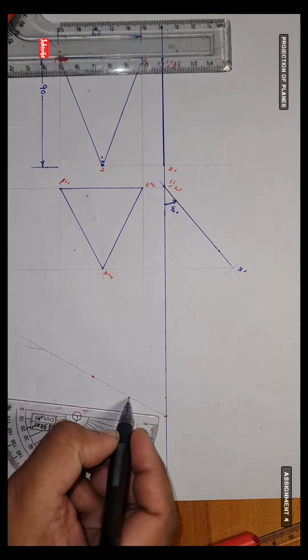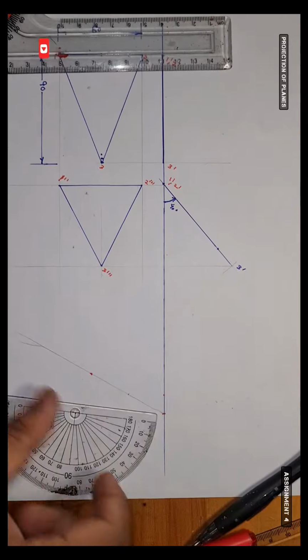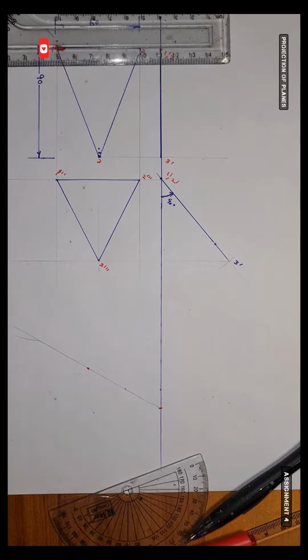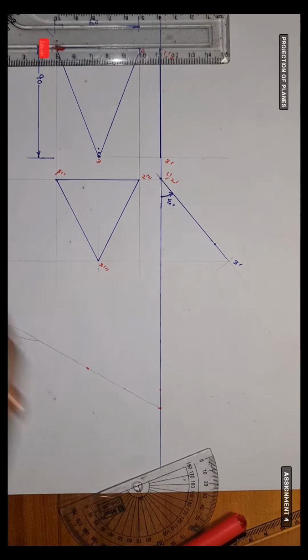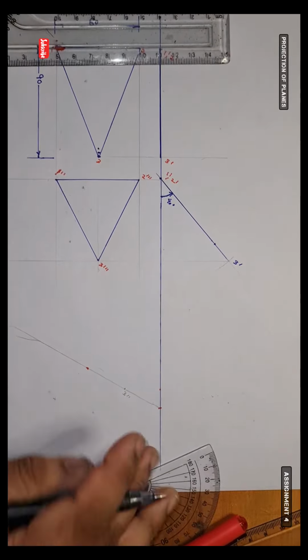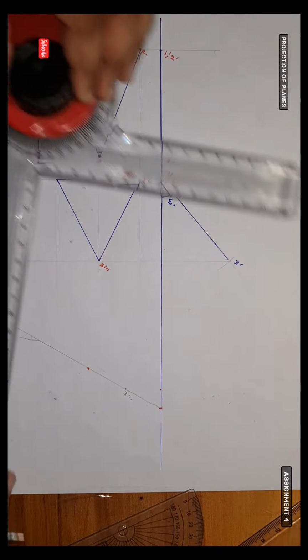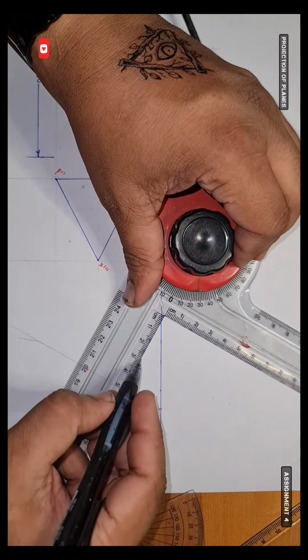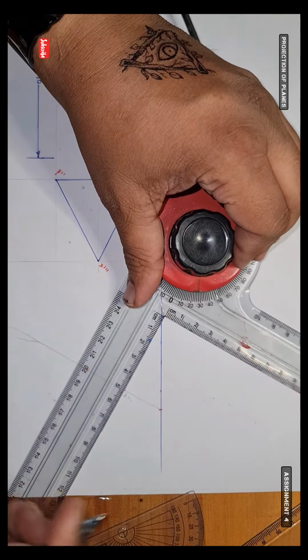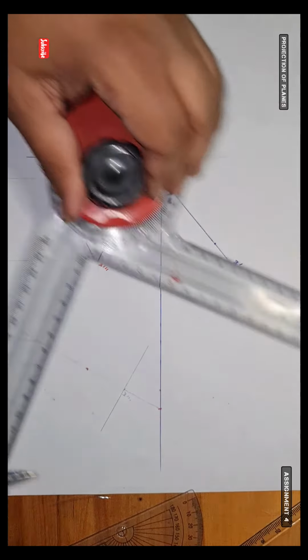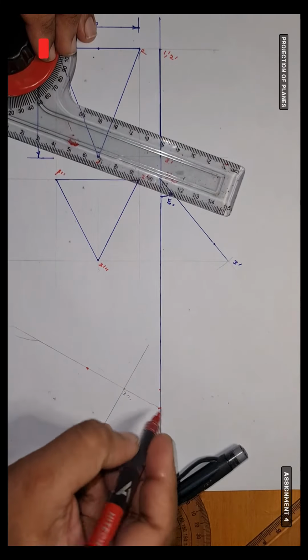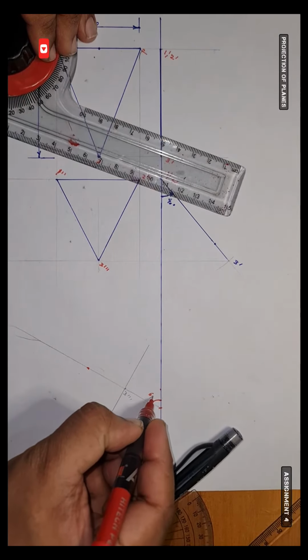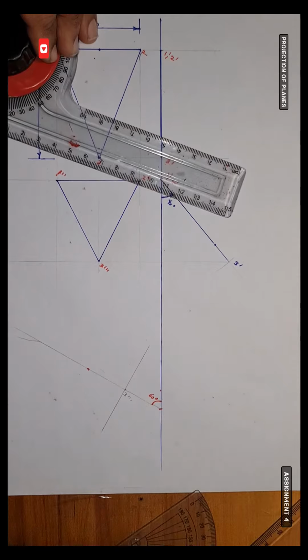Take any point 3 anywhere on this line. This point would be 3 double dash, triple dash. Now make a perpendicular line at this point. Now this angle is 60 degree. This angle is at 60 degree.